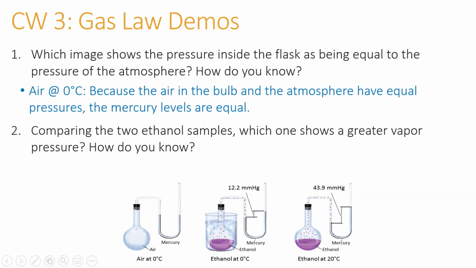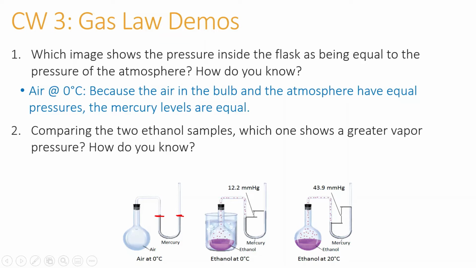So the air at 0 degrees is showing equal pressure to the atmosphere, and that's because the mercury levels that we see here are equal. So that means that the air in this flask is pushing on the mercury equally as hard as the atmosphere is pushing on the mercury.